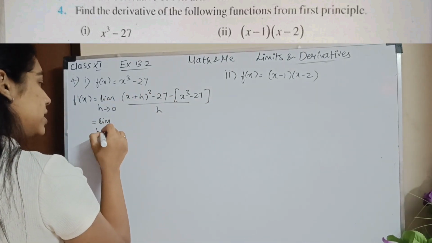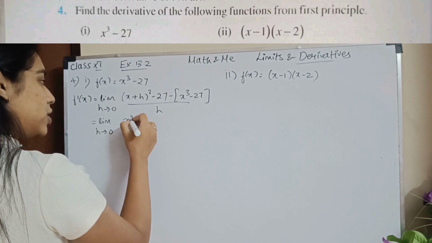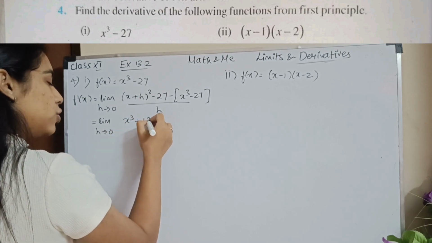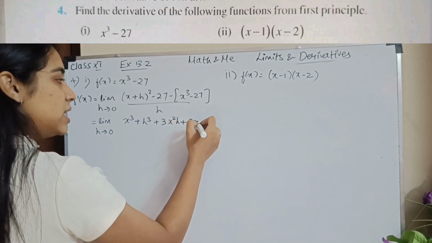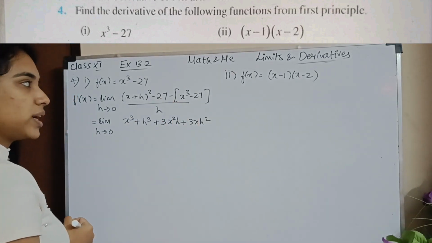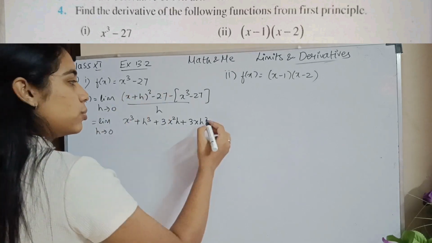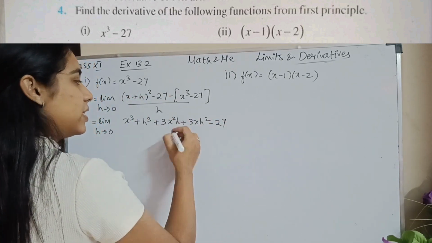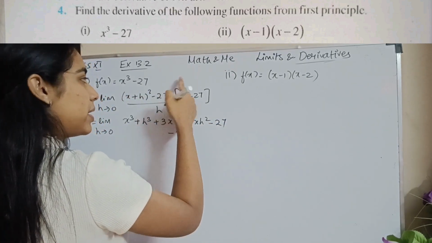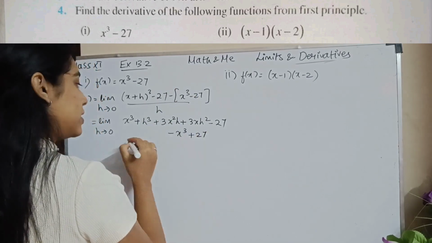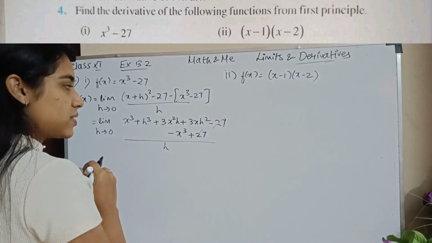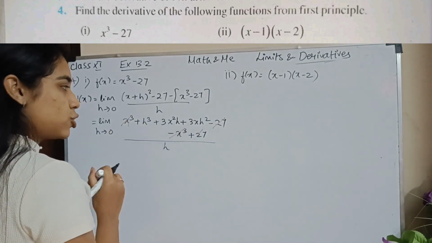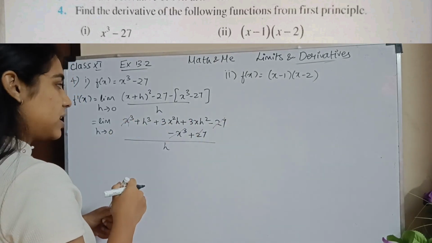So I have limit h tends to 0 of a cube plus b cube plus 3a square b plus 3ab square. Okay, this is a plus b the whole cube. I have minus 27 minus x cube, minus into minus plus, so plus 27, the whole divided by h. Okay, so the minus 27 plus 27 gets cancelled. X cube and minus x cube gets cancelled. So I have all the terms that are dependent on h.